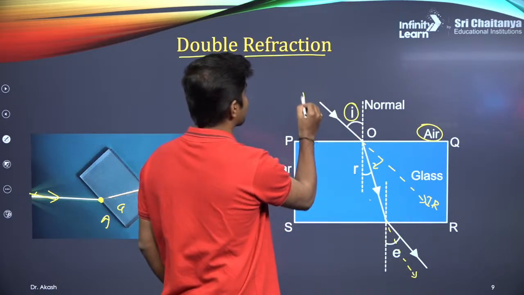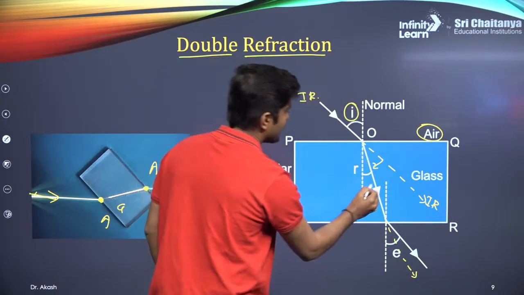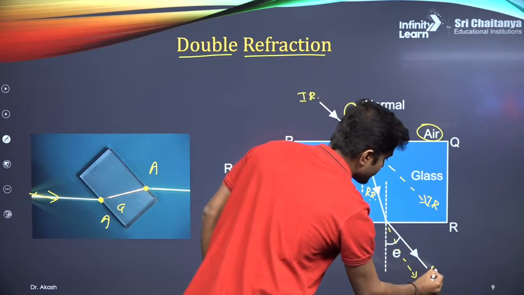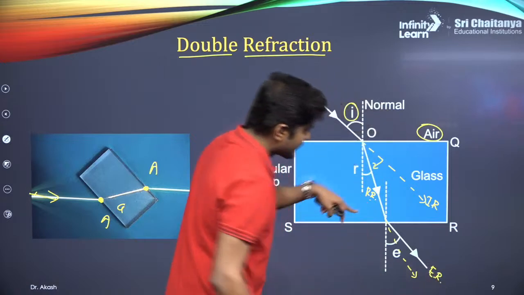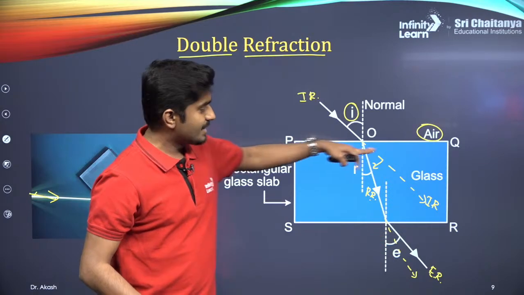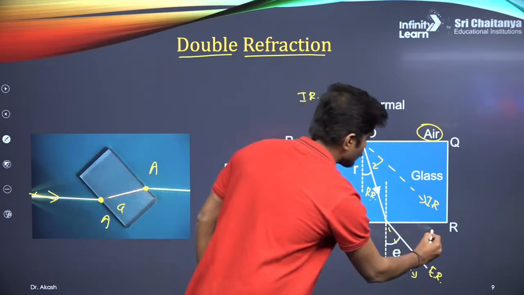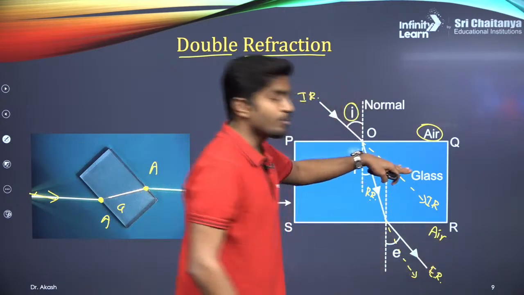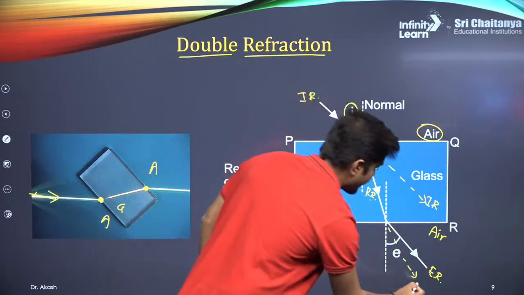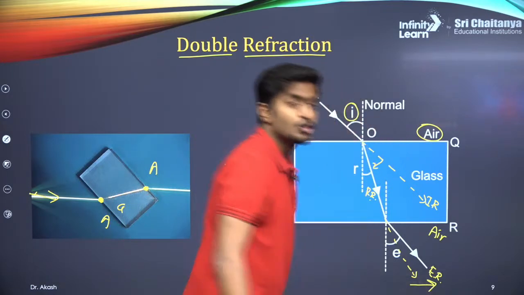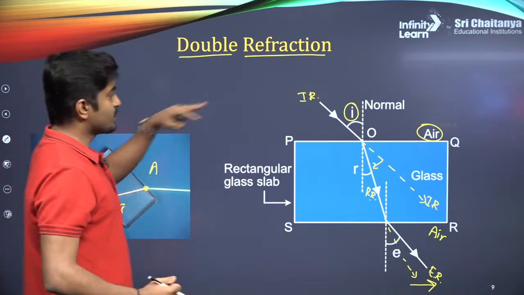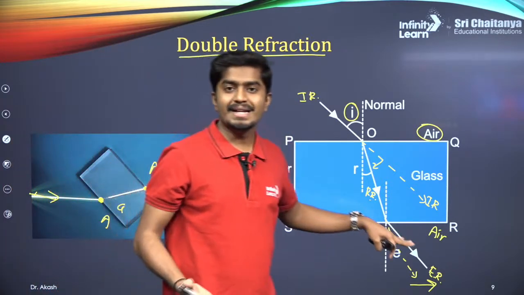This should have been the path of the refracted ray. This is called the incident ray, the second one here is called the refracted ray, and this is the emergent ray. But because light is passing from glass to air, that is, from the optically denser medium to the optically rarer medium, it bends away from the normal. This is the optical density that we have studied. So there are these two types of bending that happen.